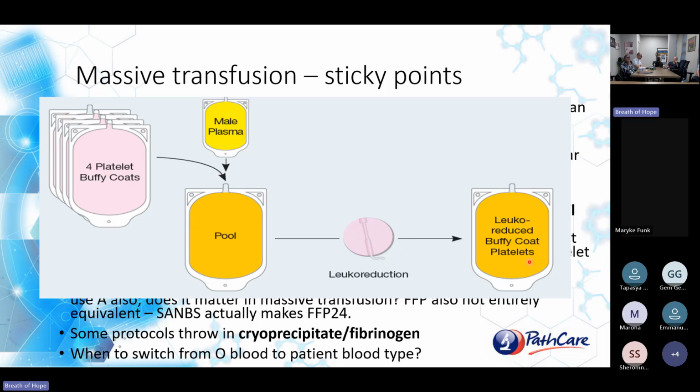Ideally, you want to leuko-reduce them to create a leuko-reduced buffy coat. With a buffy coat, you also get a lot of white blood cells, which can cause transfusion reactions, so you ideally need to leuko-reduce.